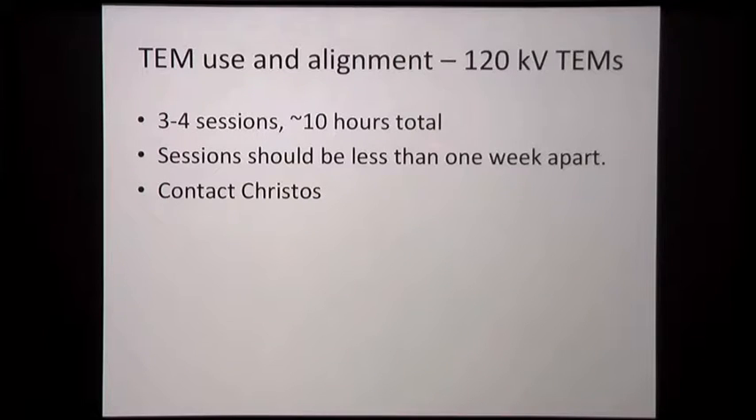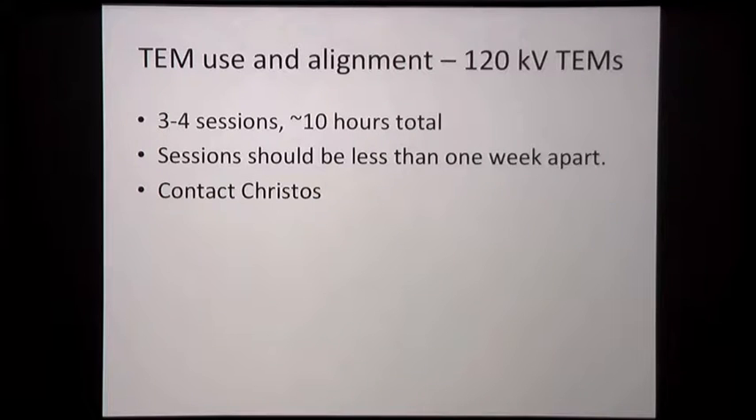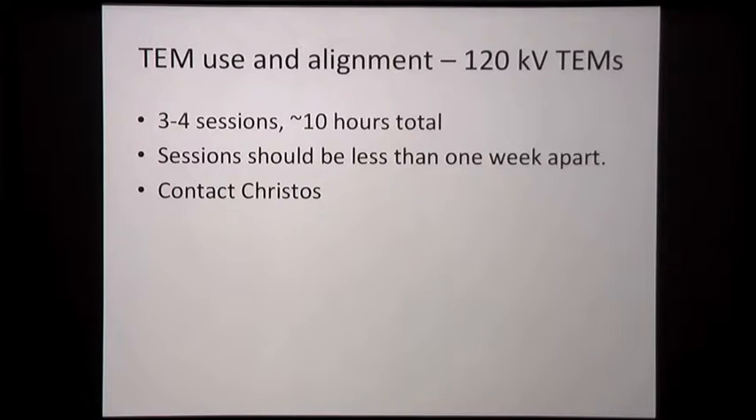The first part, the use and alignment, takes place on one of the 320 kV instruments. It generally takes about 10 hours total, which is usually spread between 3 and 4 sessions. Sometimes you'll finish a bit earlier, sometimes it takes a bit longer. We prefer if people can have at least one session a week. Sometimes we can accommodate more depending on the microscope availability, but if you have a session every week, it's less likely you forget something and the whole training will finish faster. For training on the small microscopes and general use, just contact me.